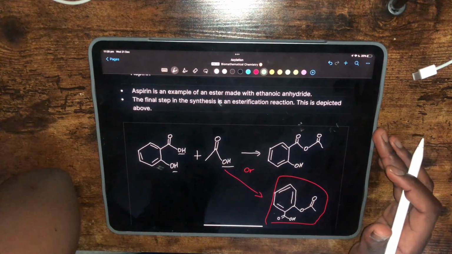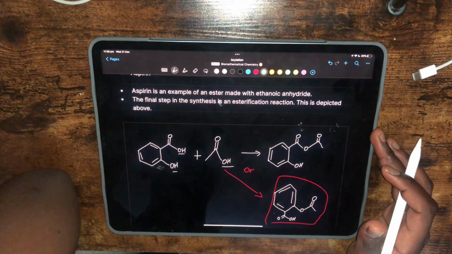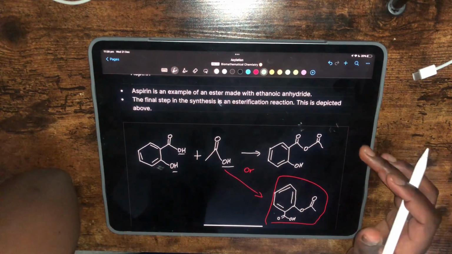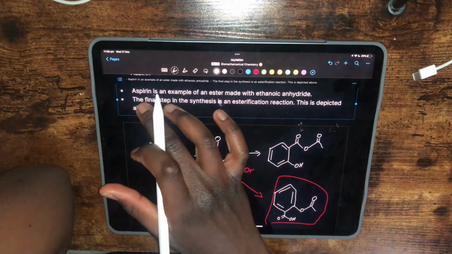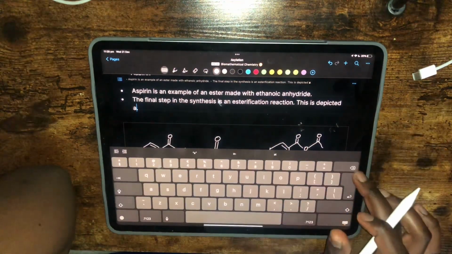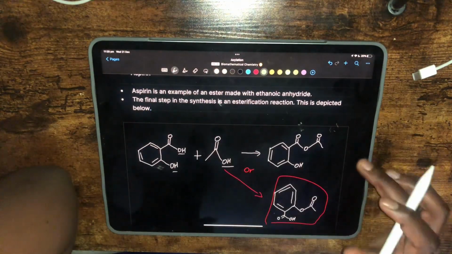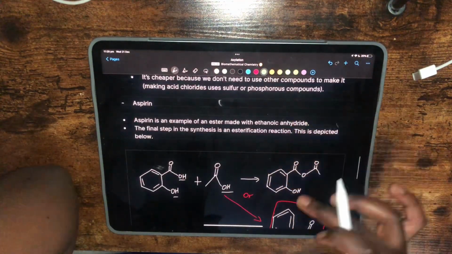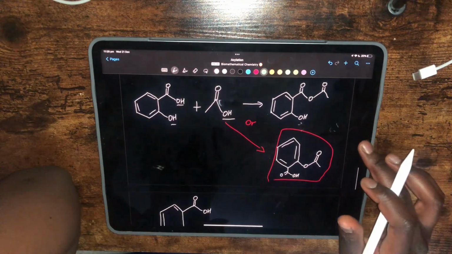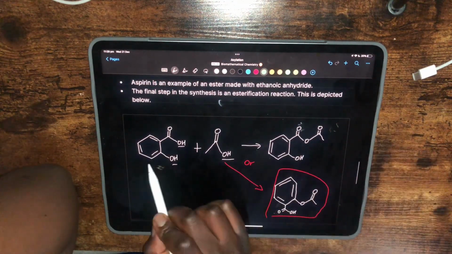The final step in the synthesis is an esterification reaction, and this is depicted, I should say, below. Not above, it's below. I moved that. It was originally here, but now I put it here. But yes, this is basically what you have here.